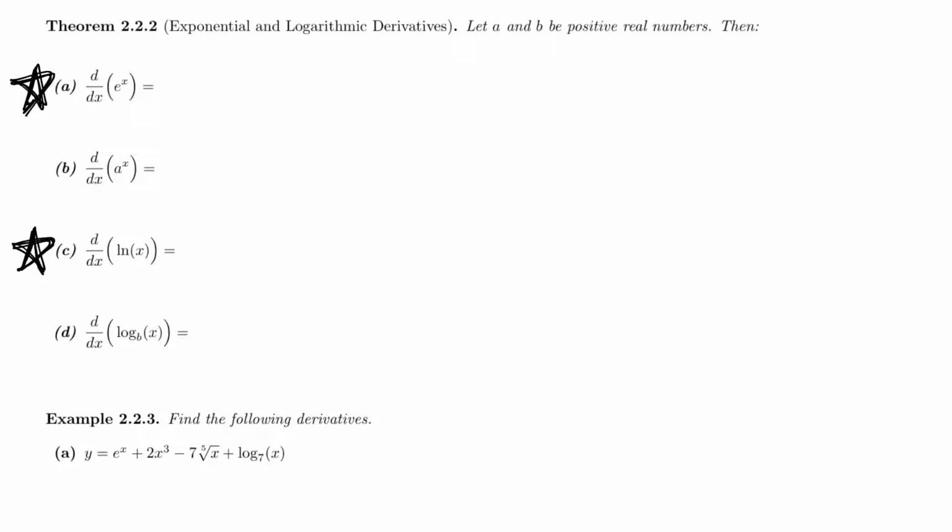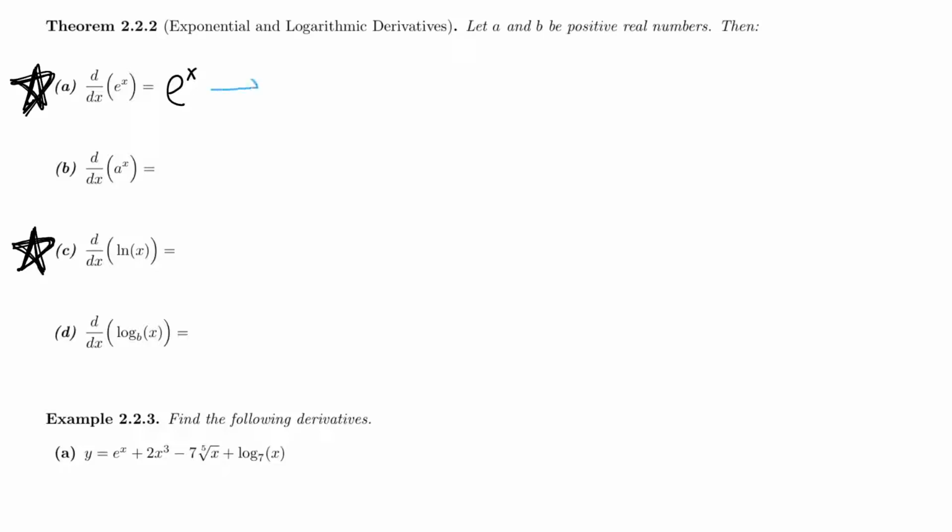And the good news is this first one, the derivative of e to the x, is going to be your favorite derivative of all time because the derivative of e to the x is simply e to the x. You don't subtract from the exponent. You don't bring the exponent down. You just say the derivative of e to the x is e to the x.